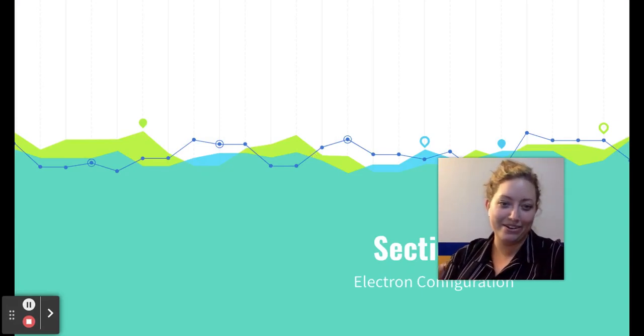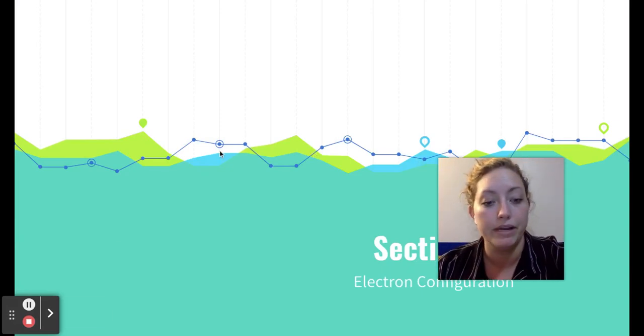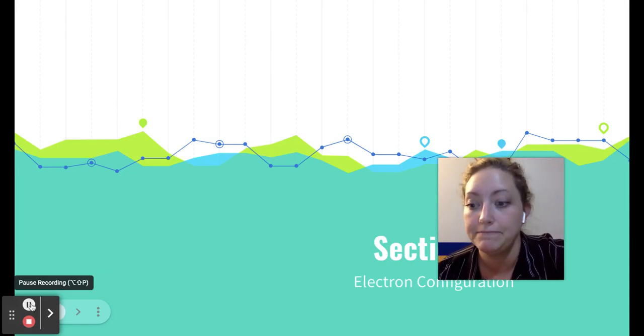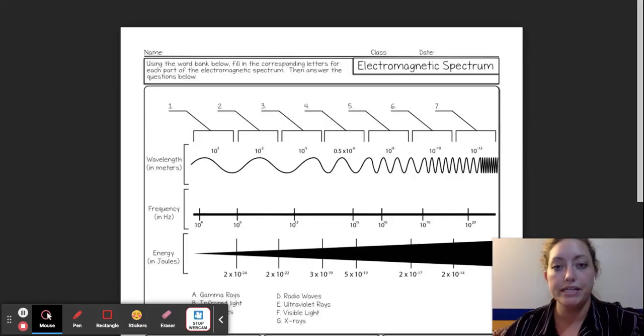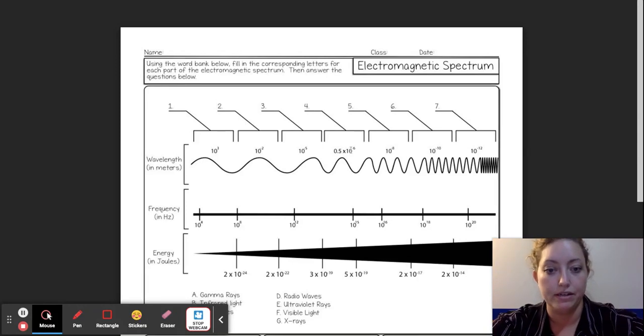Woo! Done with the notes. So I'm going to talk about the assignments real quick, and then I will shut my face. This is one of the assignments you guys are going to do today. This is the electromagnetic spectrum worksheet.